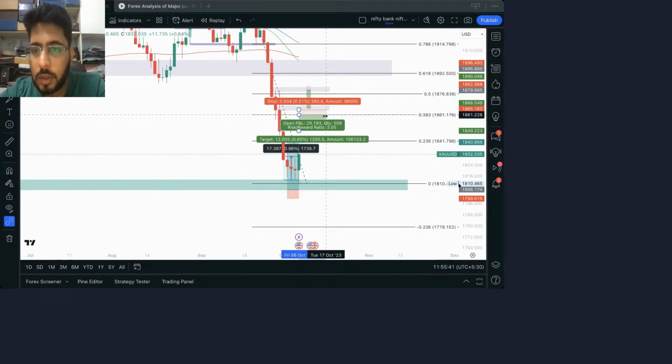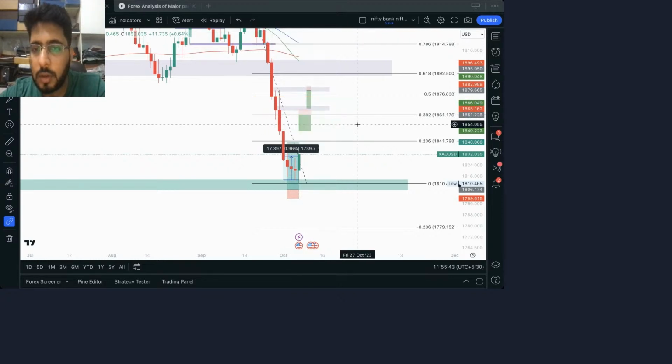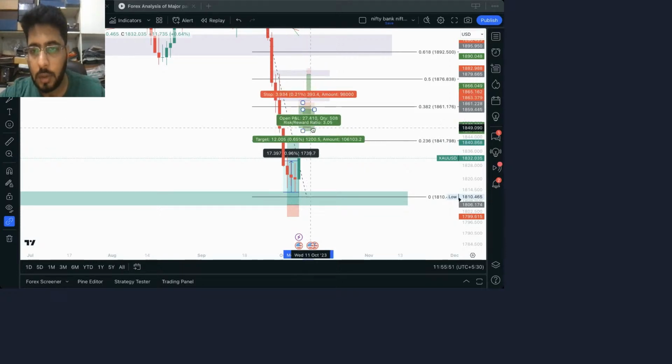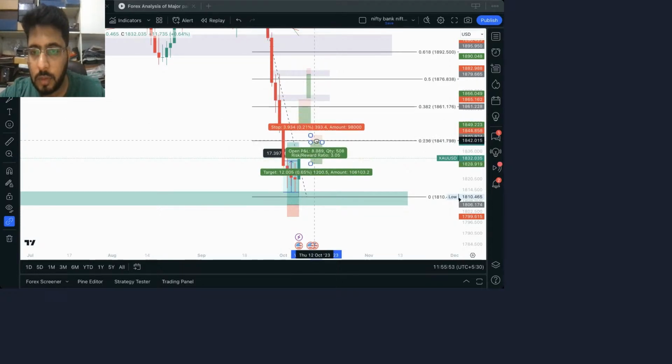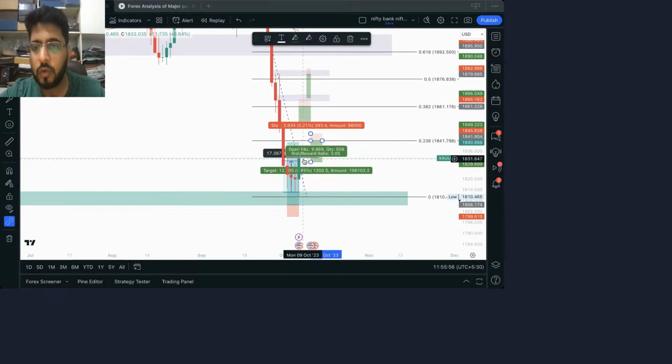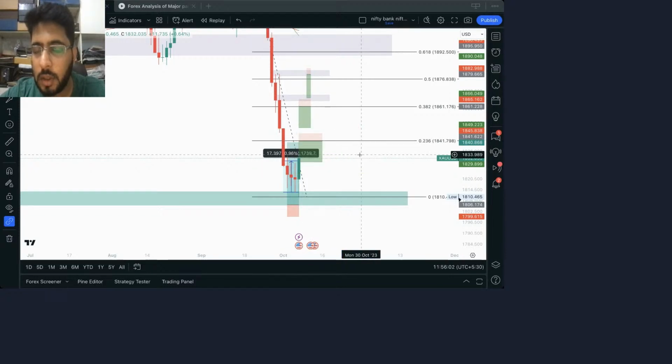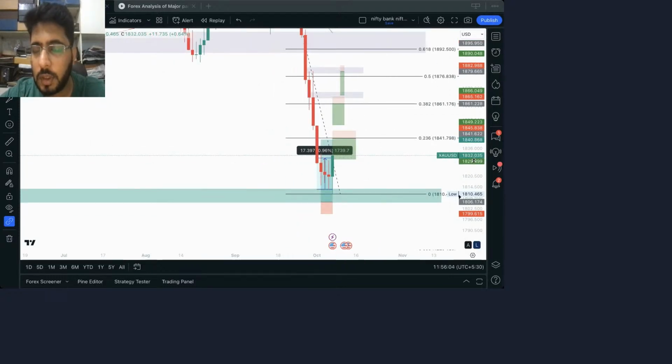So now I'm changing my area of interest to 1860, and 1840 41 is also a good zone of interest for me now. But it's a big move, so it can come down. It can go to 1840 and come down very frequently.